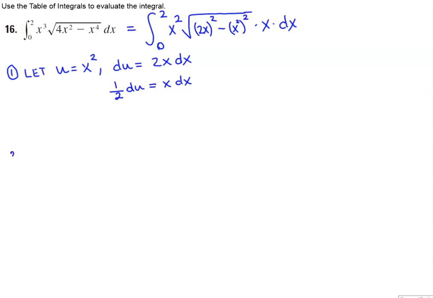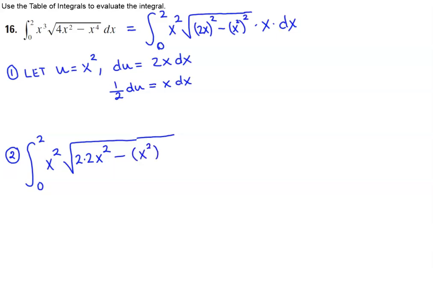So let's go ahead and rewrite our form. Again, we're going from 0 to 2. We have x squared times the square root of, well, 2 squared is the same thing as 2 times 2, x squared minus x squared squared, and that's x dx. Now we're going to go ahead and use our substitution.